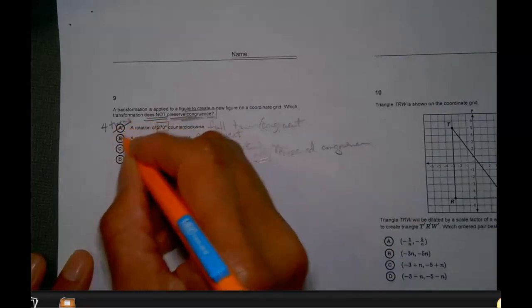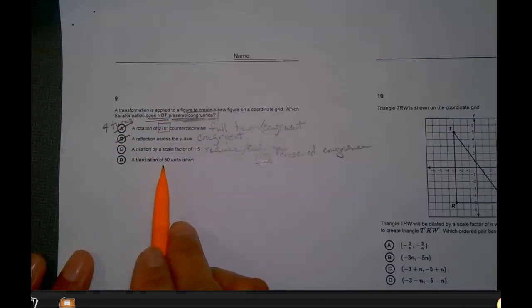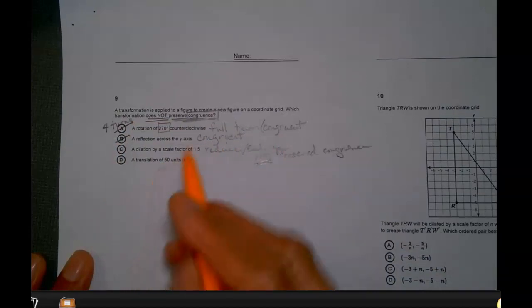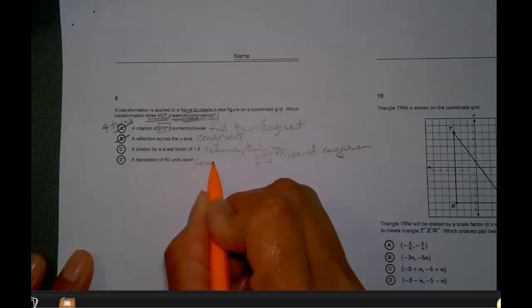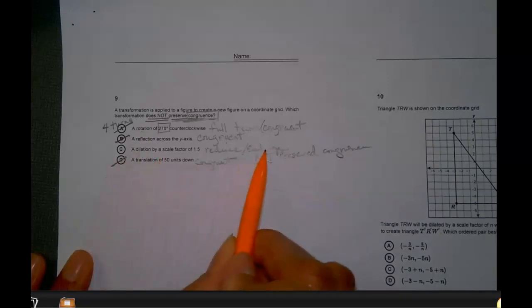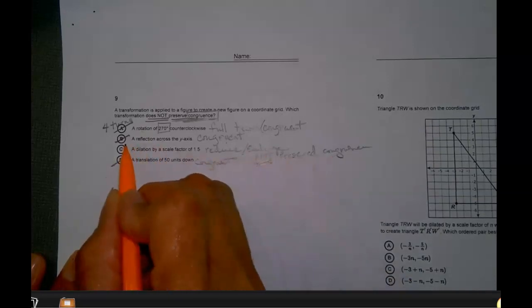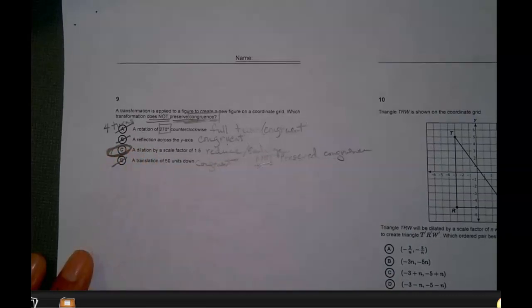So we're going to get rid of A, B because they're congruent. Translation only did a slide. So it kept the congruence of the shape. So that one too is congruent. So the only one that did not preserve congruence because it's a similar figure is a dilation.